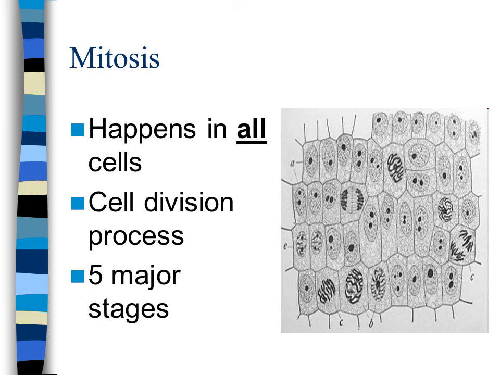Mitosis happens in all cells at some point. However, some cells rarely do it. At some point they could do it, but may never do it in their lifetime within an organism. However, some cells don't do it as often. Cell division process: there are 5 major stages. And here in this picture, you can see cells that belong to all of those stages.